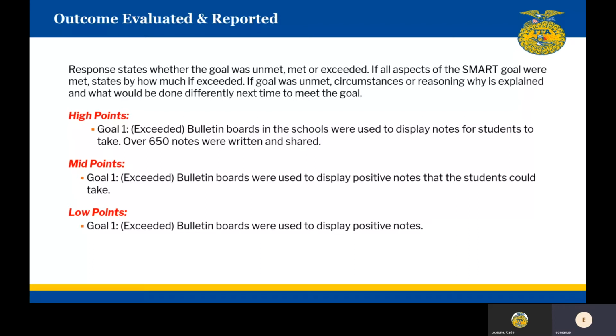So what it says in the rubric, response states whether the goal was unmet, met, or exceeded. If all aspects of the SMART goal were met, it states by how much if exceeded. If the goal was unmet, circumstances or reasoning why is explained and what would be done differently next time to meet the goal. So there are no points given for saying that you exceeded it or that you met it versus it was not met. It does not matter which one you pick as long as you explain it.